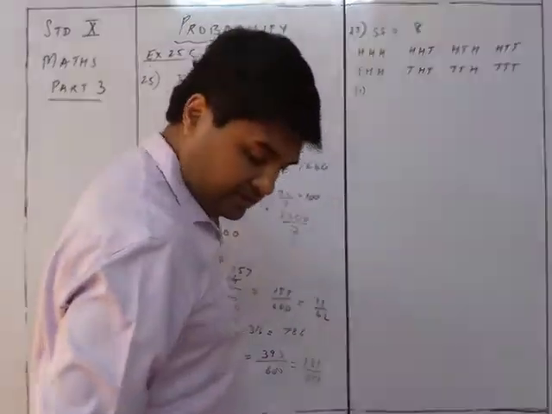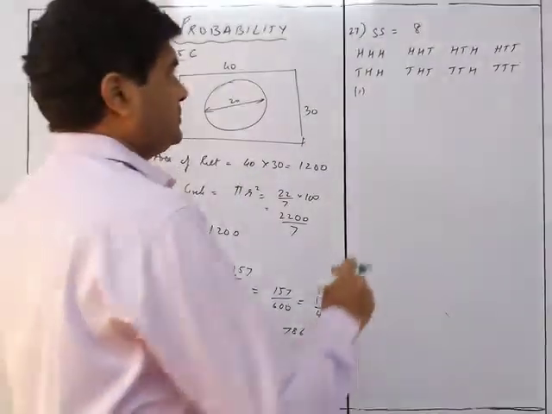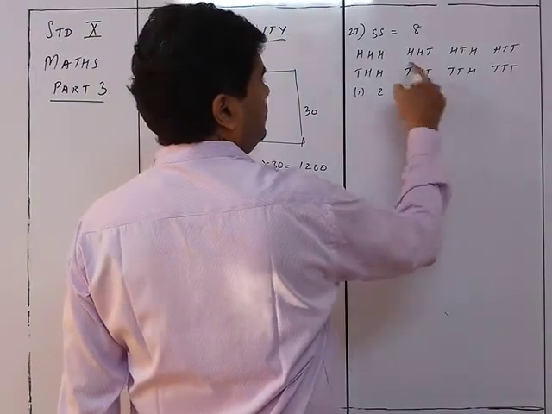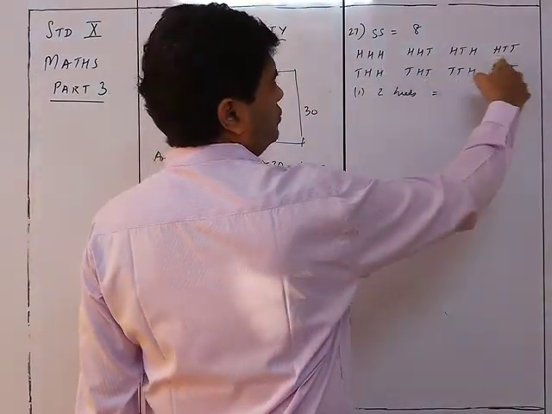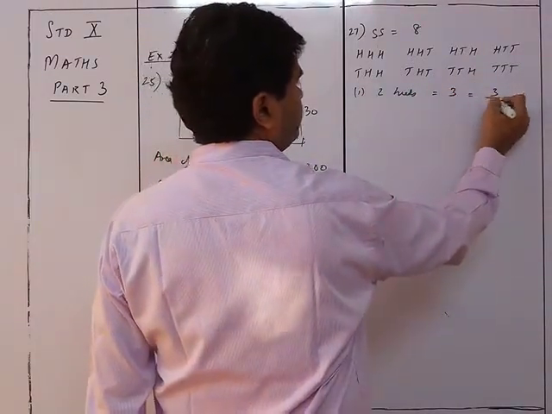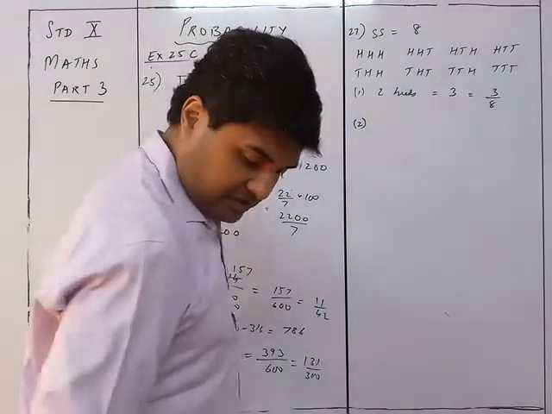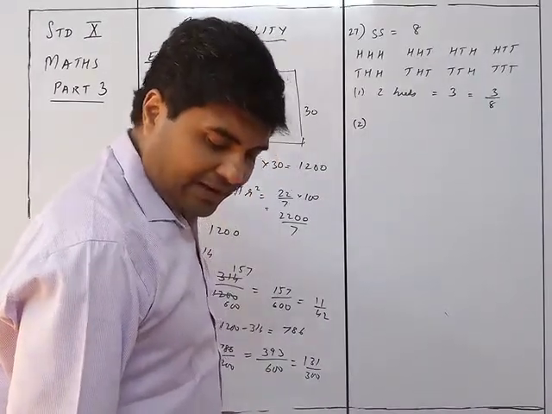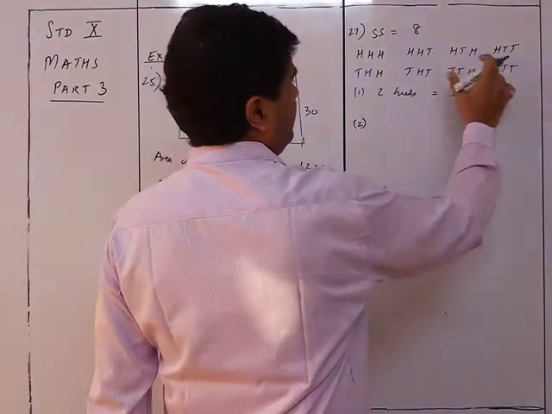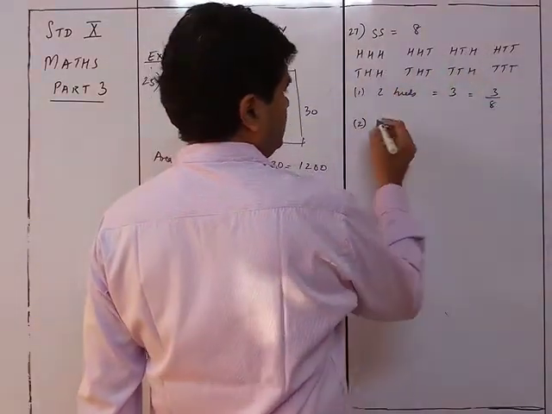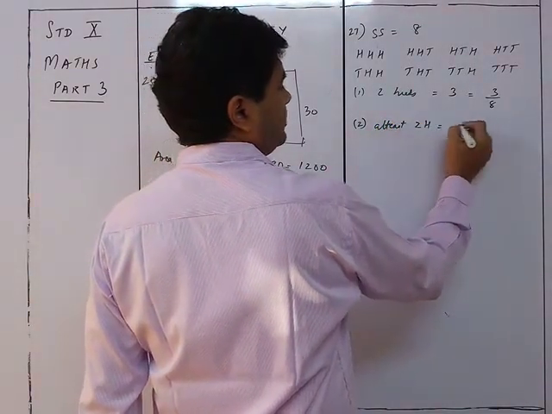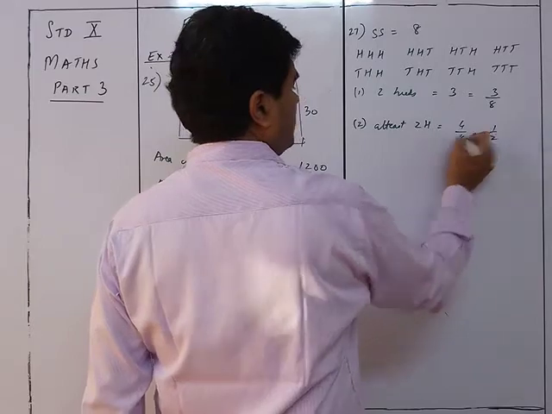First condition is exactly 2 heads. We have exactly 2 heads, we get 1, 2, 3, so it will be 3 upon 8. Second one is at least 2 heads. At least 2 heads means 1, 2, 3, 4, so at least 2 heads is equal to 4 upon 8, which is equal to 1 upon 2.